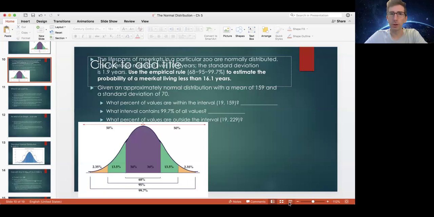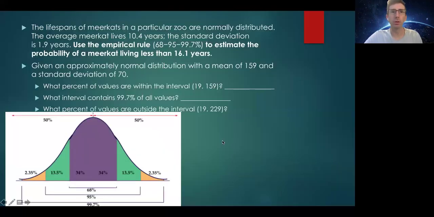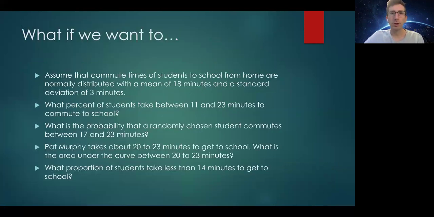So in our last video, we looked at examples of the empirical rule, right? We were able to answer questions like what percent of values are within an interval, based on the normal distribution that we were given. So now let's try to answer one of these other questions and see if we can do it with our empirical rule.